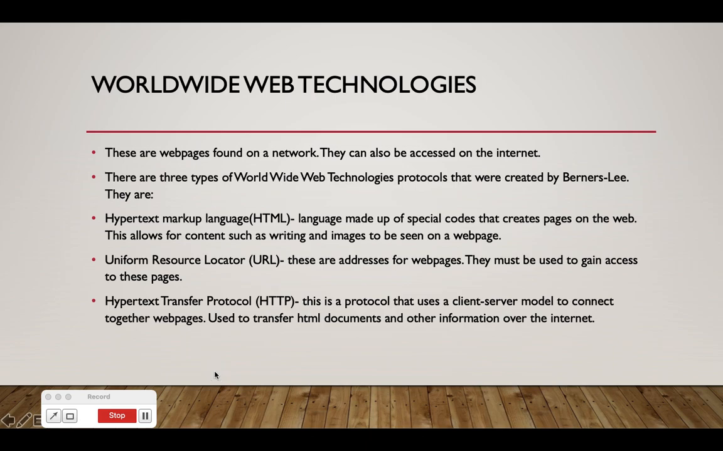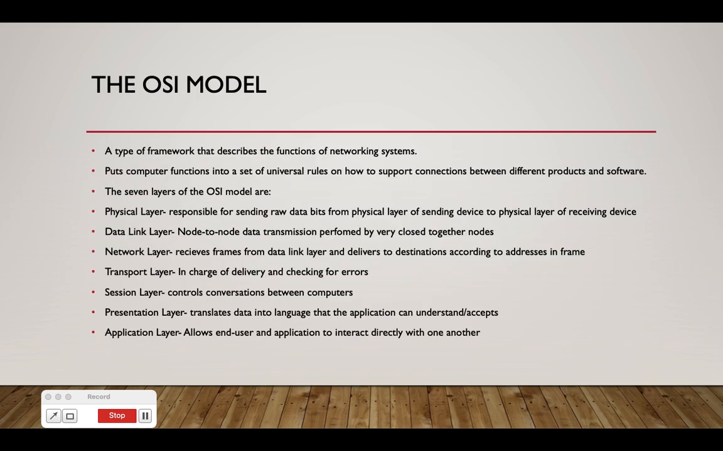So HTML is a language made up of special codes that creates pages on the web. It allows for content such as writing and images to be seen on a web page. The URL, these are the addresses for the web pages, and they must be used to gain access to these pages. Then we have HTTP. It's a protocol that uses a client-server model to connect together web pages. It's used to transfer HTML documents and other information over the internet.